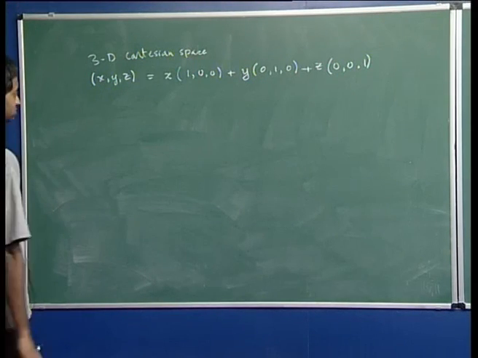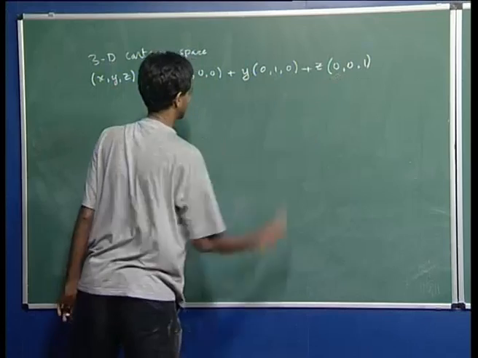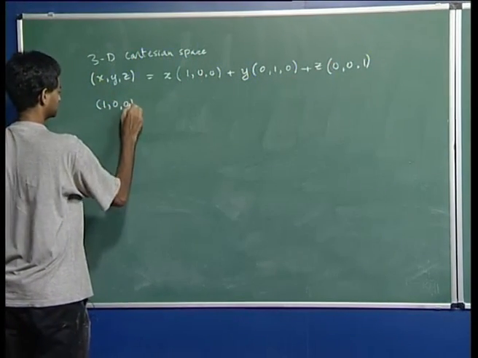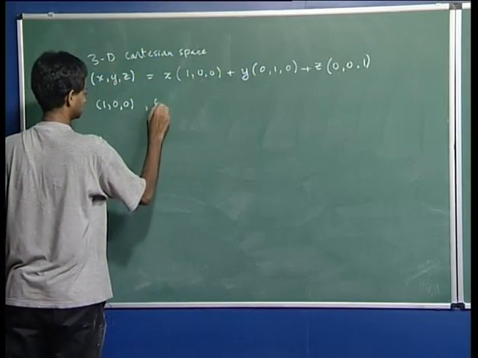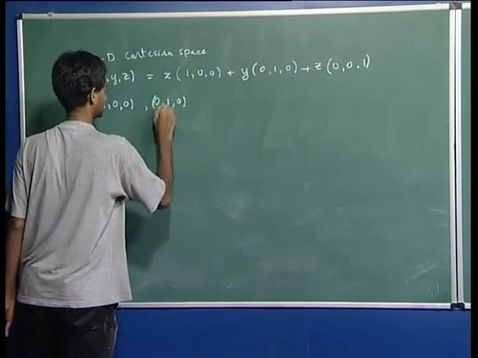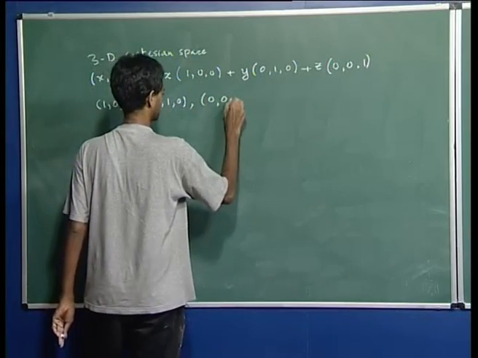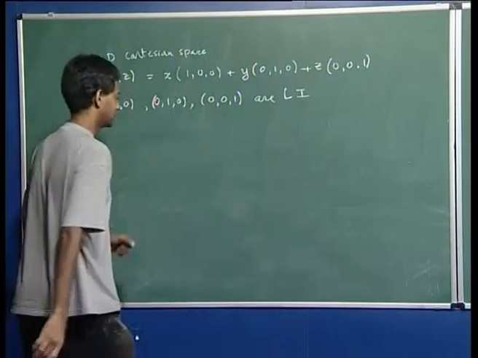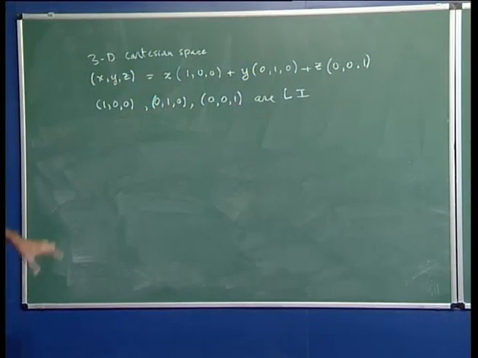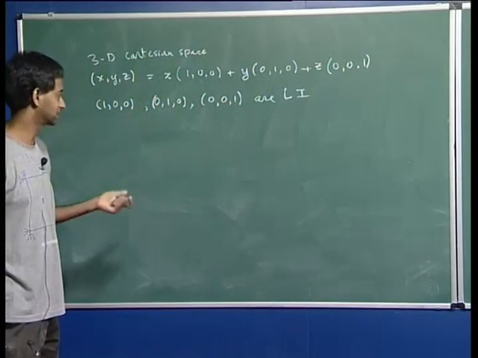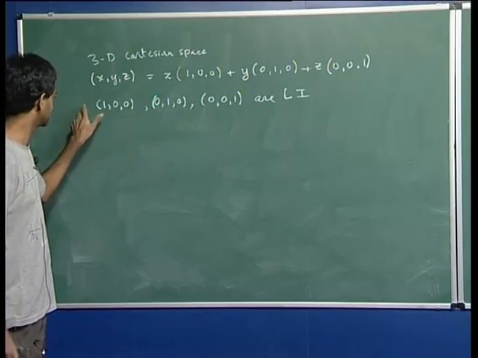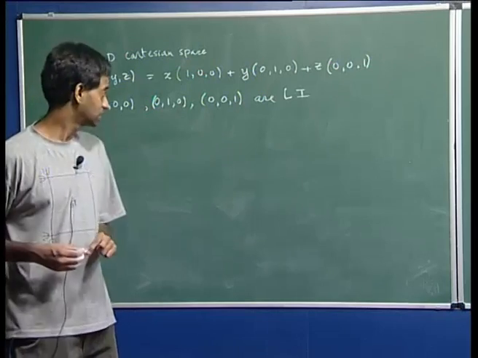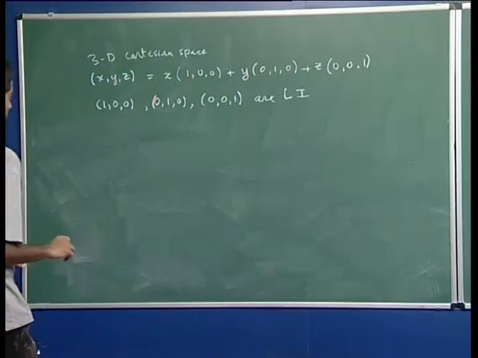Okay. Now, the next question is, are these 3 vectors linearly independent? And it is easy to show that 1 0 0, 0 1 0 and 0 0 1 are linearly independent. And again, I leave this as an exercise for you to try. You take a linear combination of these and you show that if that linear combination is 0, then each of the scalars multiplying these have to be 0. So, I leave that as an exercise for you to show.